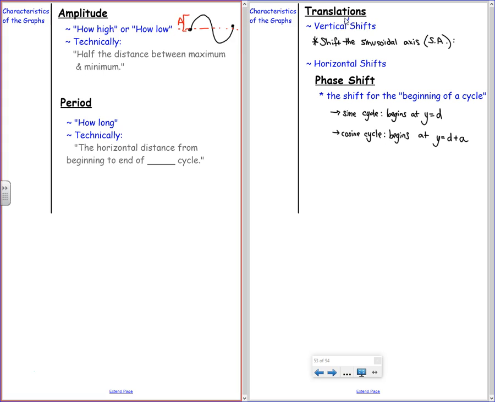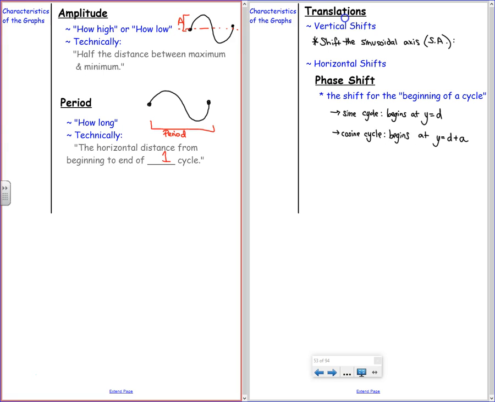Period. How long or how far? I'm still just using a sine curve as an example. How long, how far means what is the horizontal distance to complete one full cycle. So one full cycle, that's going to be the period. The horizontal distance from the ending point to the initial point. And that's just of one cycle.